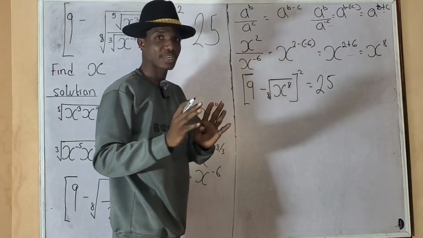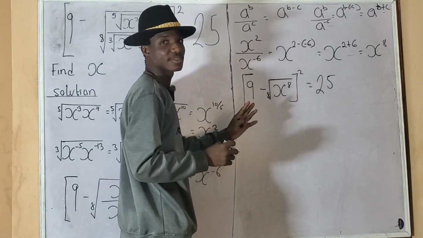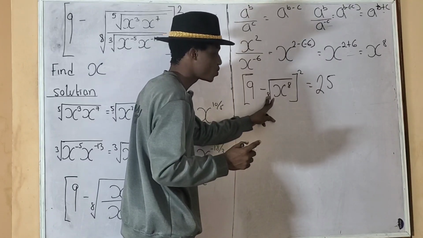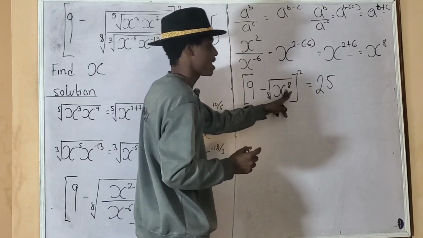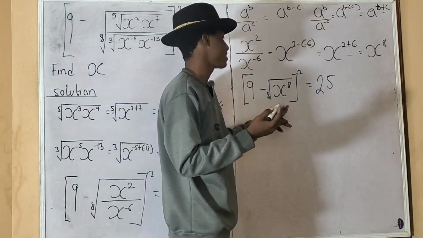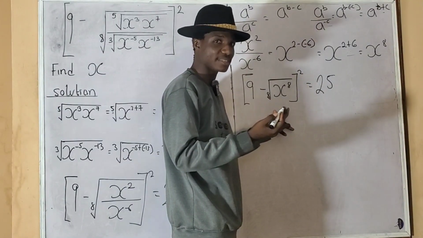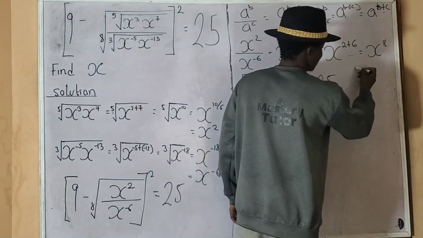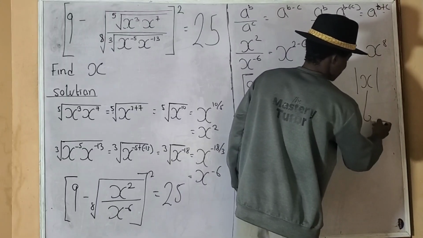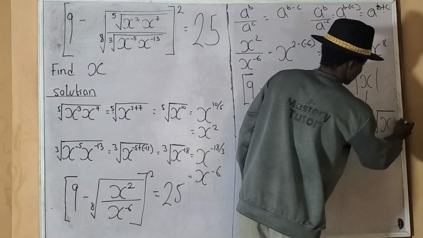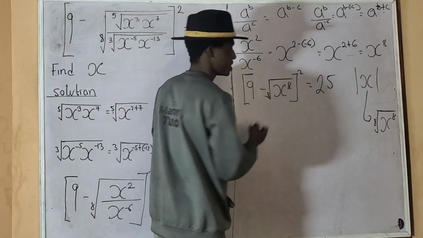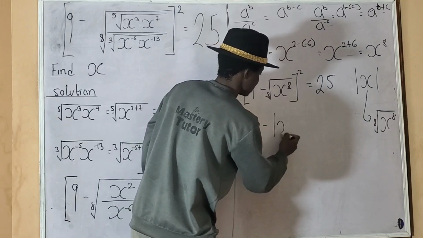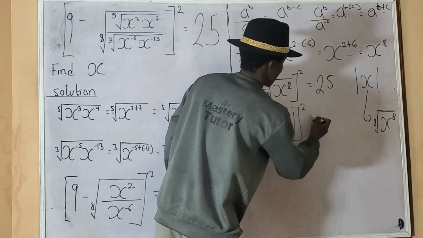Now, please pay attention. I'm having the 8th root of x raised to the power of 8. Now, do you know that the root is even, so the result must be non-negative? The 8th root of x raised to the power of 8. That means I'm going to have the magnitude of x. This will be equal to the 8th root of x raised to the power of 8, because I'm having 8 here, I'm having 8 here. Do you understand? So the equation becomes 9 minus the absolute value of x, then put the square, equals 25.